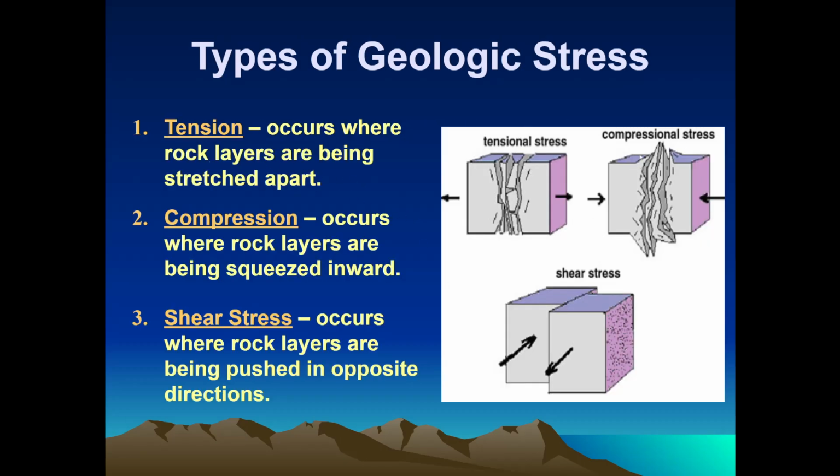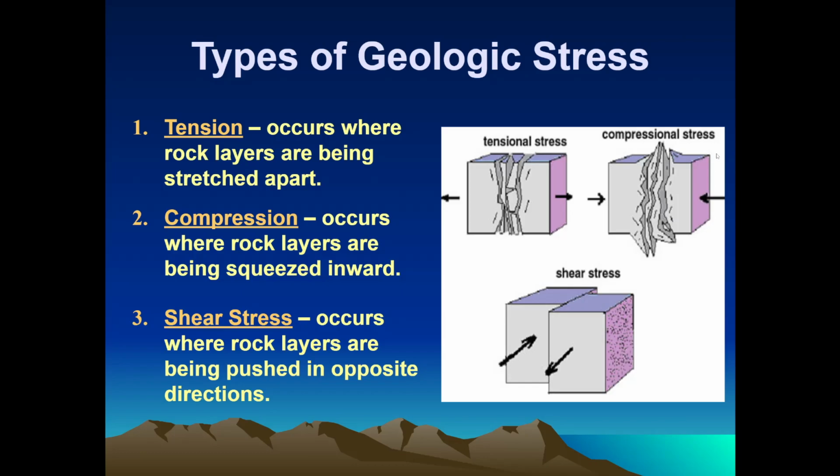Moving on, let's talk about the different kinds of stresses. Just based on the direction of these stresses, we can call them tension, compression, or shear. I use that word shear when talking about transform boundaries, but I never wrote it on the board or anything like that. So tension is like a rope, right? It's being pulled taut. There is a stretching of this apart.